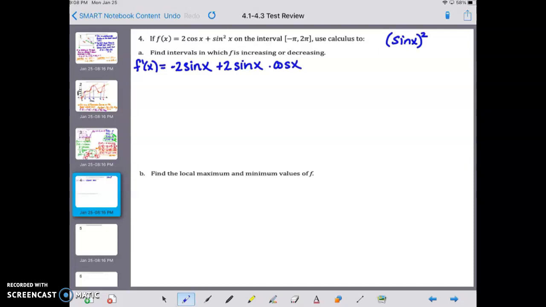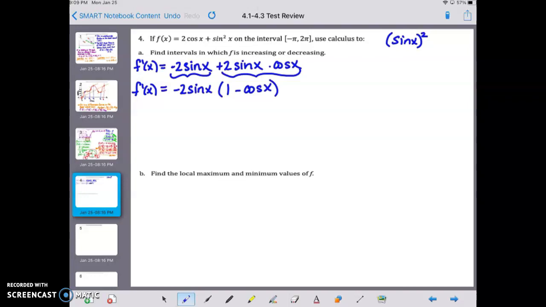All right, and then we can simplify this a little bit. We can factor out, and I'm actually going to factor out because this is all one term here, and this is one term. So I am going to factor out a negative 2 sine x as a GCF. So then my first term is just going to be a 1, and then my second term is going to be minus cosine x.